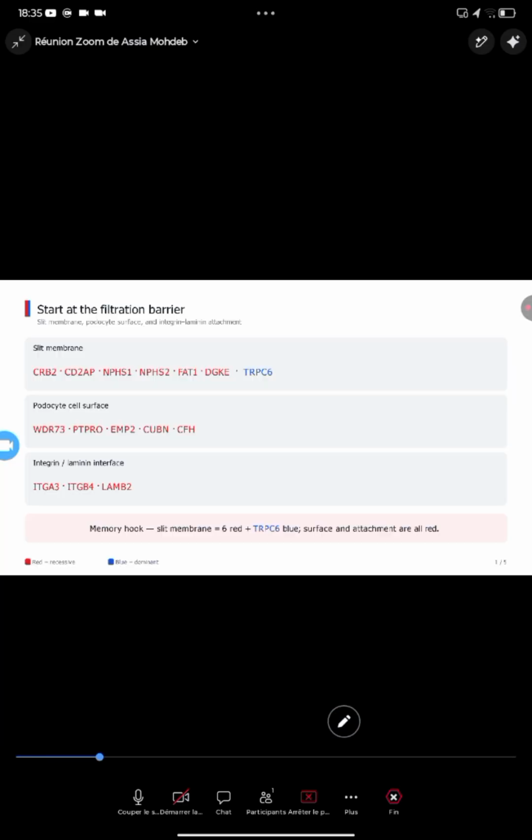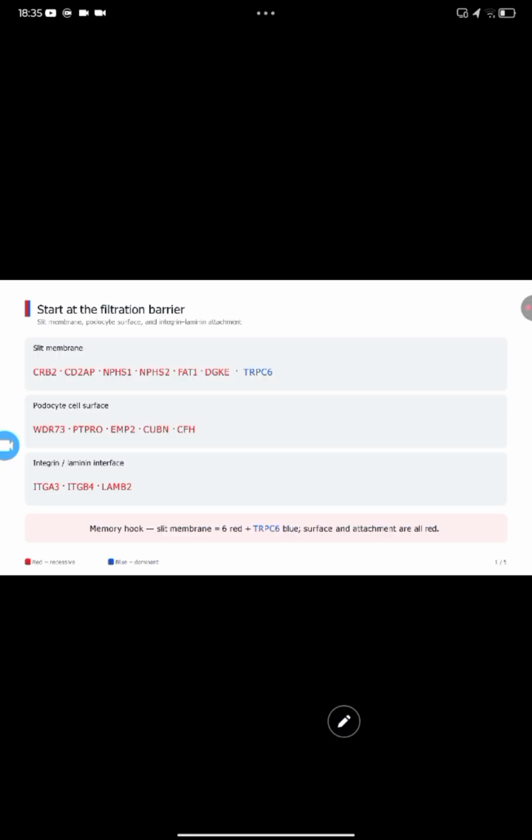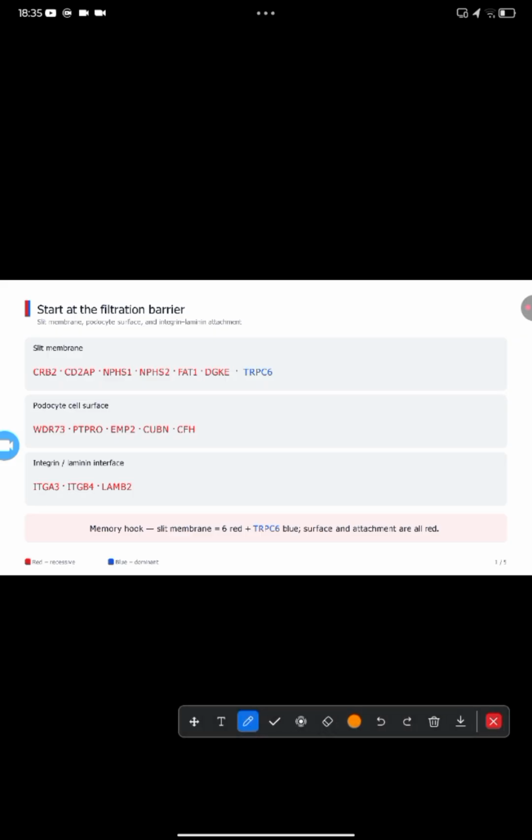So the memory rule for this slide is that the slit membrane has 6 red genes and 1 blue exception, which is TRPC6. So 6 red, TRPC6. I think using 6 to memorize these would be easier for you. And then we have the surface and the attachment genes, which are all colored in red and are recessive genes to remember.